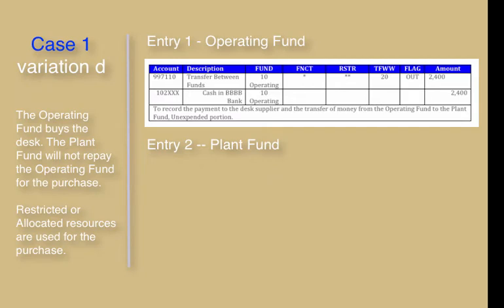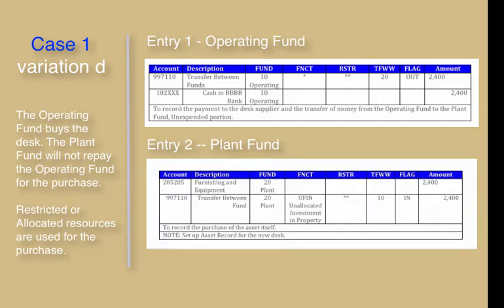Next, we'll need an entry in the plant fund. So we will begin by debiting account 205-205, the furnishing and equipment account, and we will enter an analysis code of Fund 20. The credit side of the entry will be to account 997110, the transfer between funds account. The fund will be 20, and the function will be UFIN, or unallocated investment in property. The restriction will depend upon the identity of the department. The TFWW will be Fund 10, and the flag will be in.